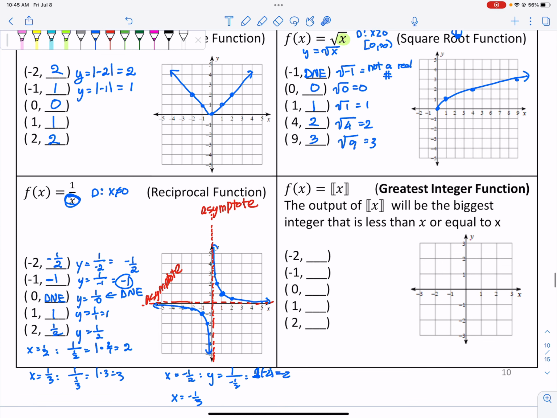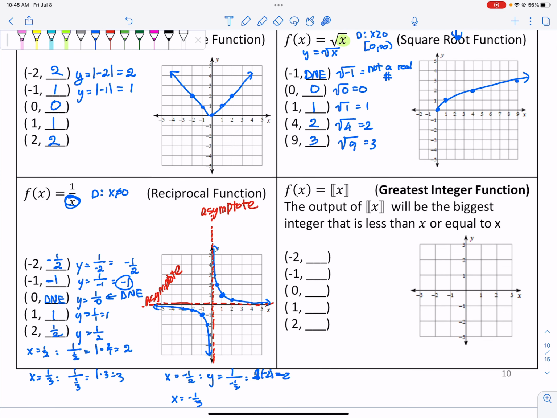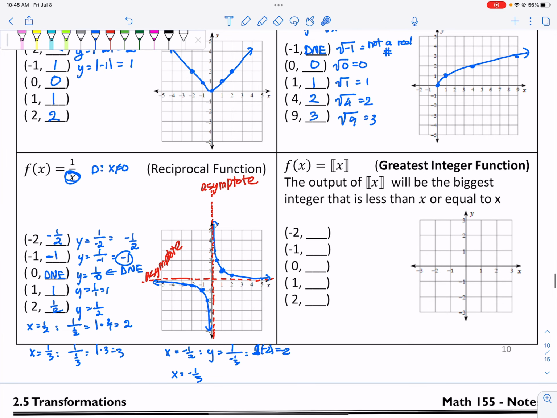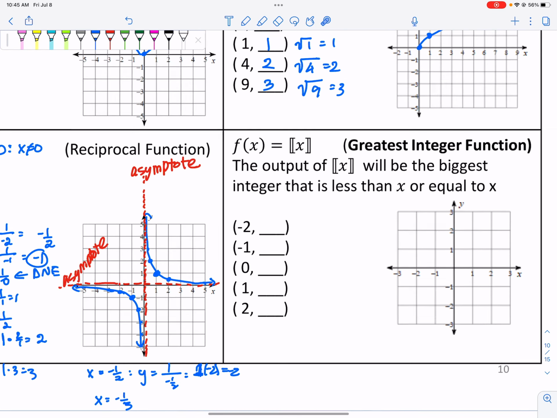All right, next we're going to discuss the greatest integer functions. This is something very different and very new to you guys. So we're going to save this for another video.